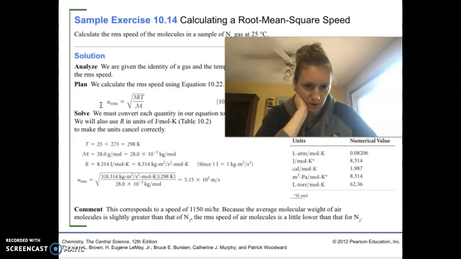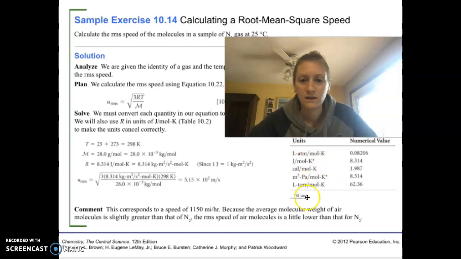The root mean square is going to equal the square root of 3 times R times T divided by the molar mass. So R is our gas constant, which is over here, and it again is going to depend on, they give you all of them in the table because it depends on what our units are. So our first step was to convert into kelvins, which we did. The molar mass, so we're talking about N2, which means you take the 14.01 on the periodic table, multiply by 2, and we're going to get 28 grams per mole.